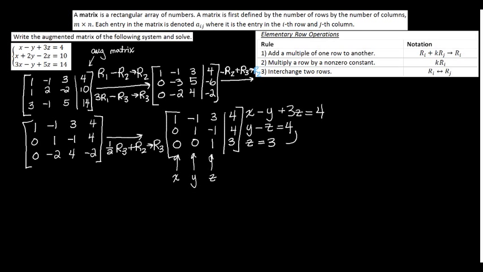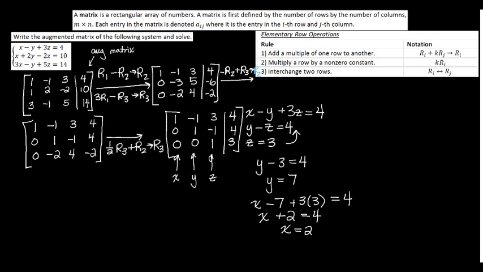And I'll do some back substitutions to solve for the y and the x. So if z equals 3, then y minus 3 equals 4, so y equals 7. And then I'll take these two values and plug them into my original. So x minus 7 plus 3 times 3 equals 4. I get x minus 7 plus 9, so I get x plus 2 equals 4. So x equals 2. My solution then is 2, 7, 3.